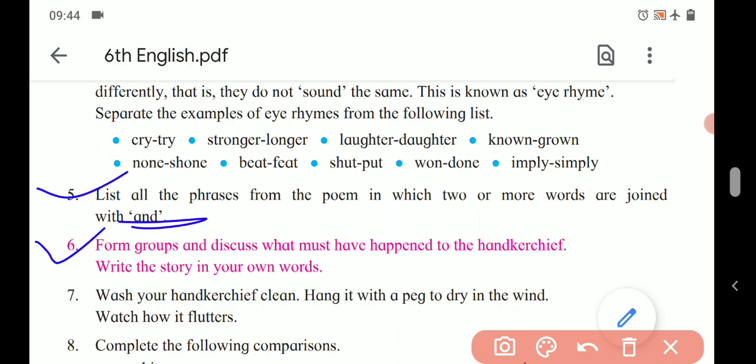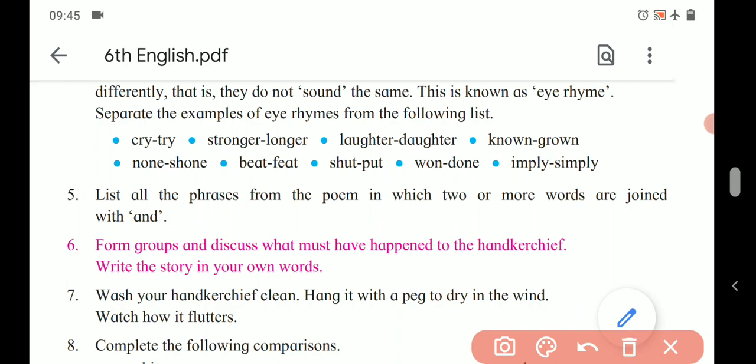Next, form groups and discuss what must have happened to the handkerchief. Write the story in your own words. So the poetess had a question in the end that nobody knew where it could be, right? The poetess imagines that it could be in a ditch or drowned in the sea. So now we have to just guess what could have happened with that handkerchief of the poetess.